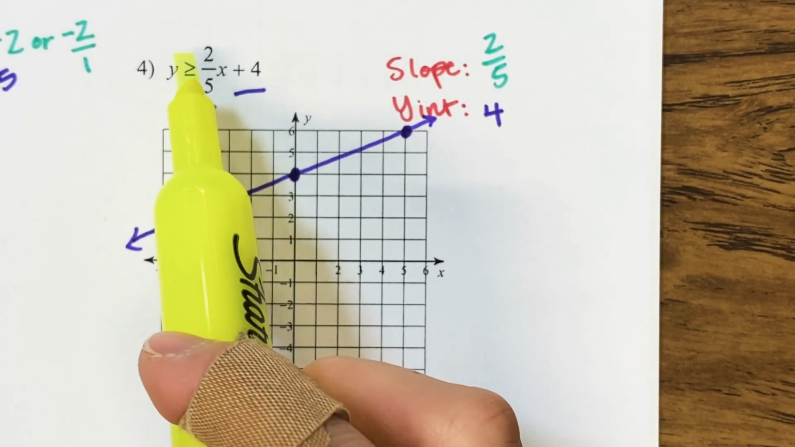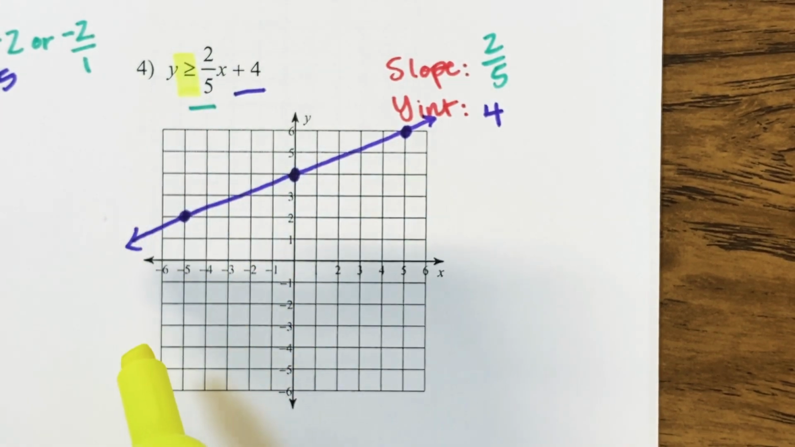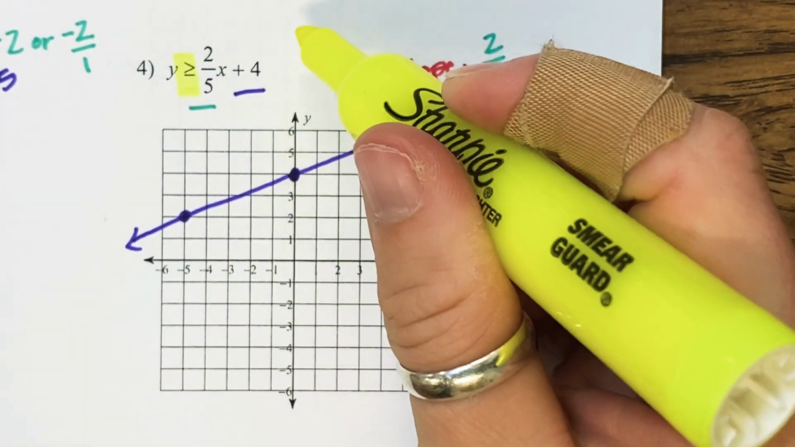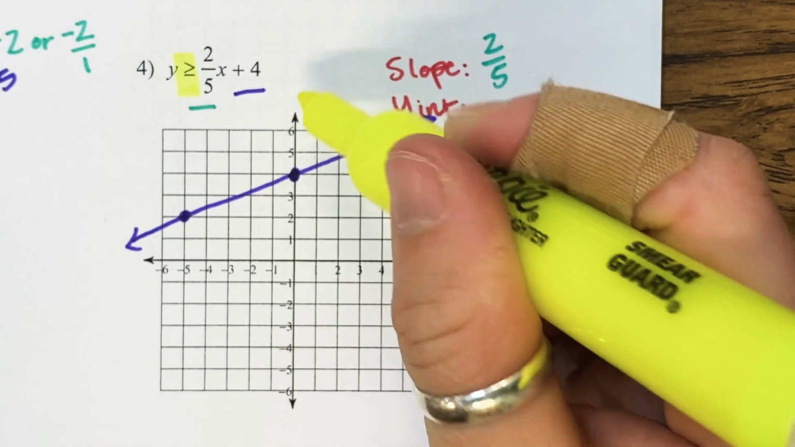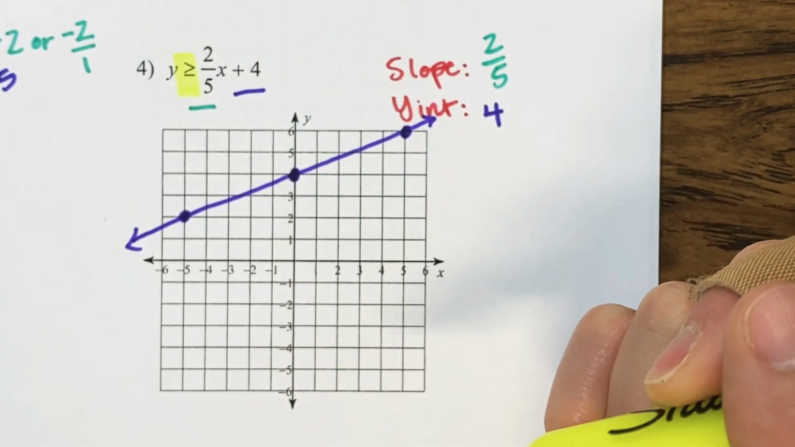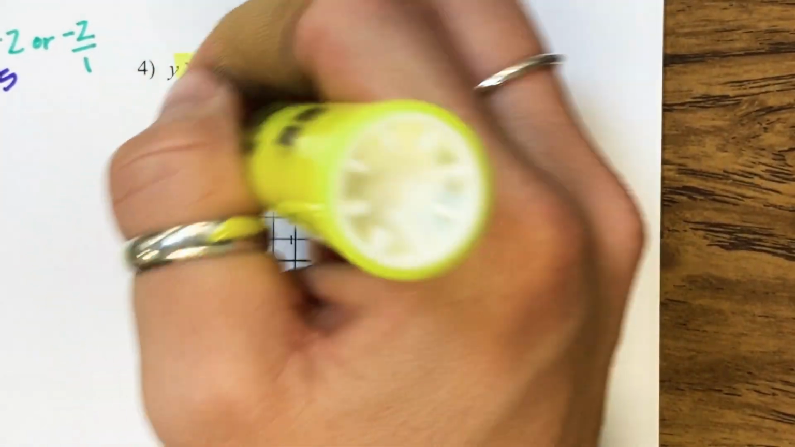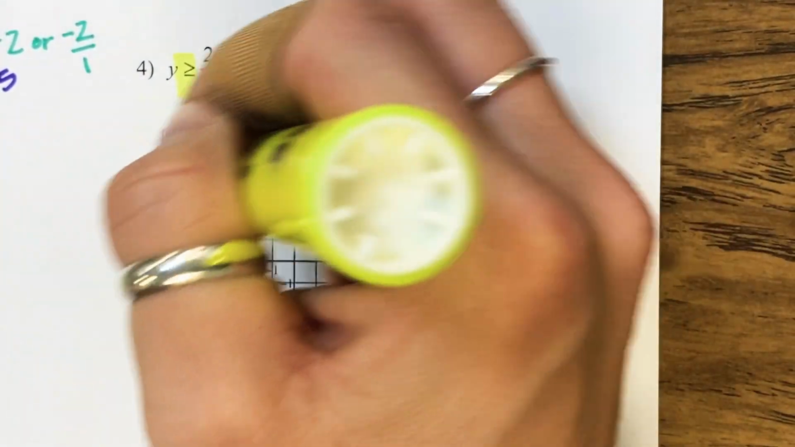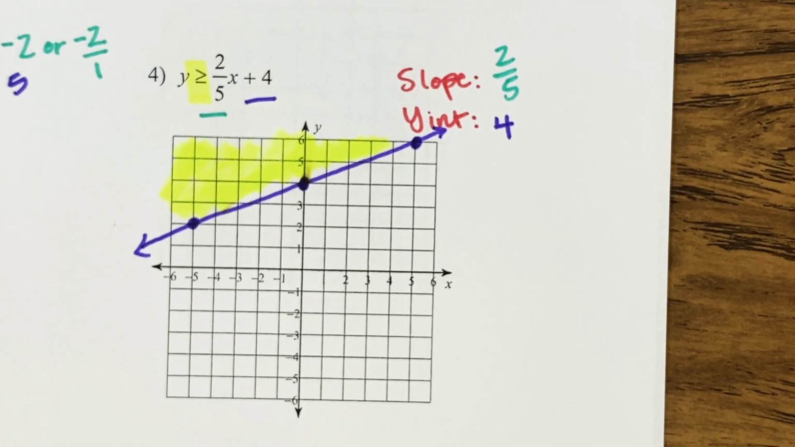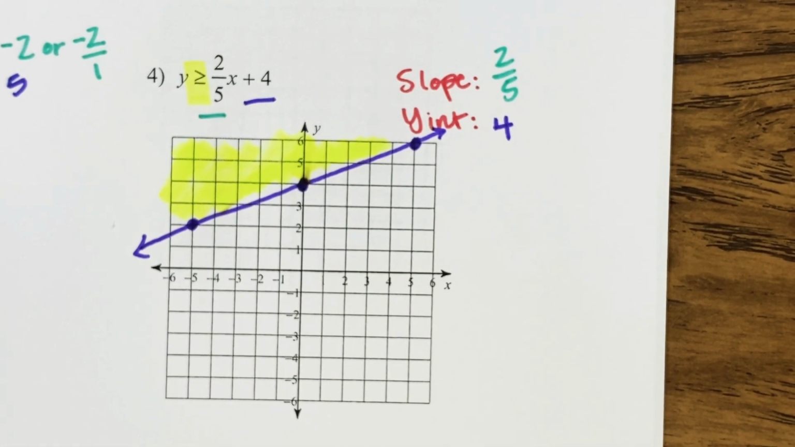So this is saying y is greater than or equal to. Where are my y values getting bigger or greater than? Am I going to shade up or am I going to shade down? This time I'm going to shade up, which tells me that this whole side of the graph is shaded. Beautiful.